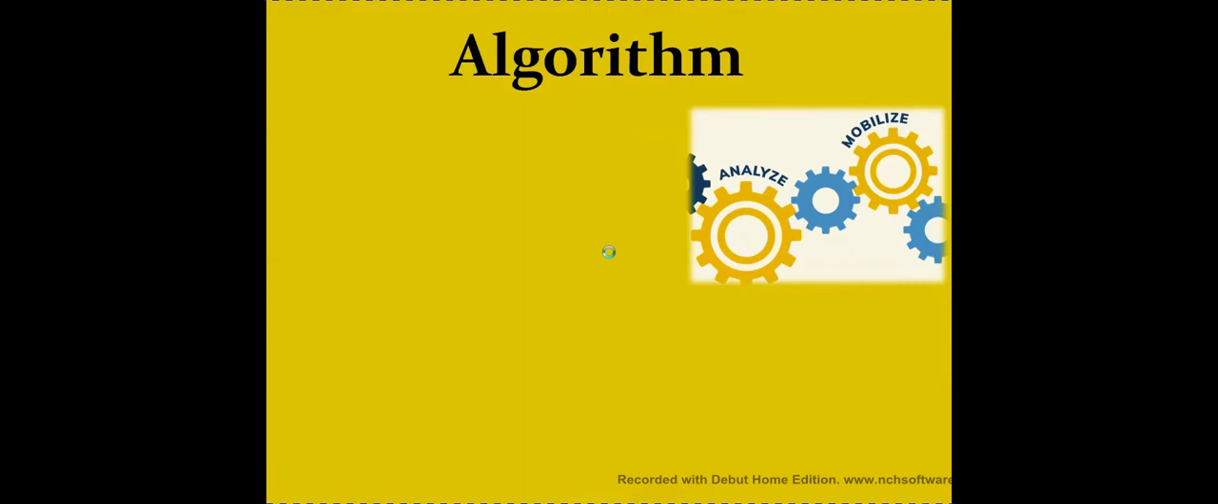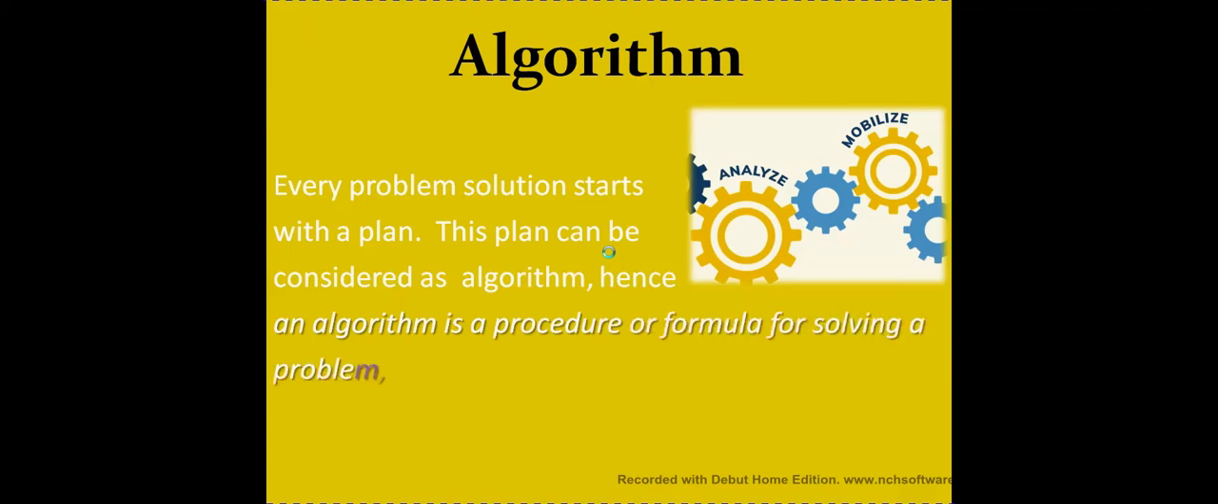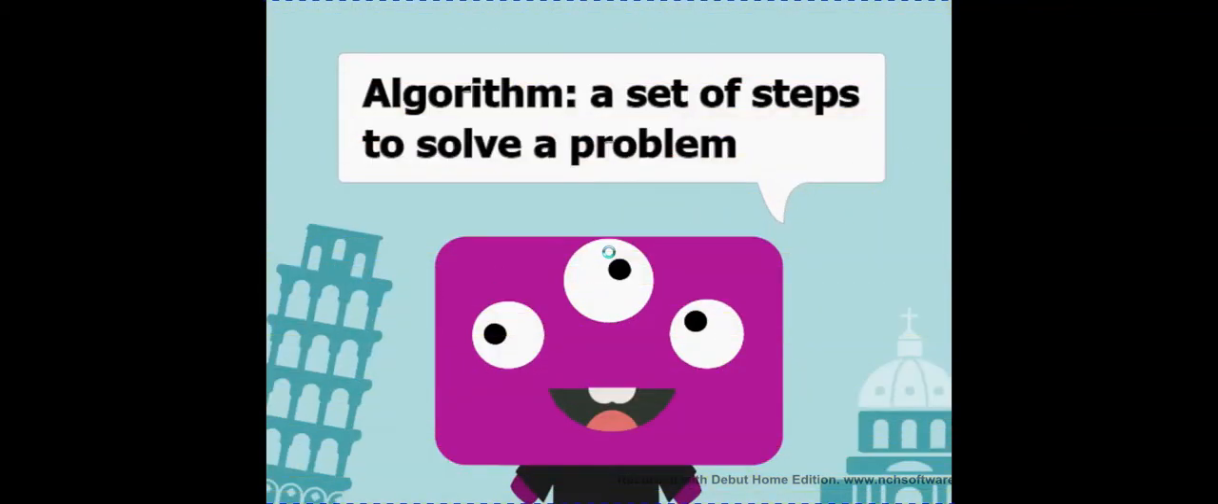What is the definition of algorithm? Every problem solution starts with a plan. This plan can be considered as an algorithm. Hence, an algorithm is a procedure or formula for solving a problem based on a sequence of specified actions or steps. In simple language, an algorithm is a set of steps to solve a problem.